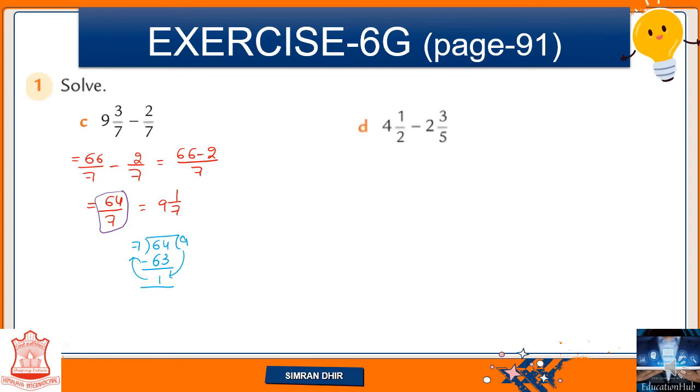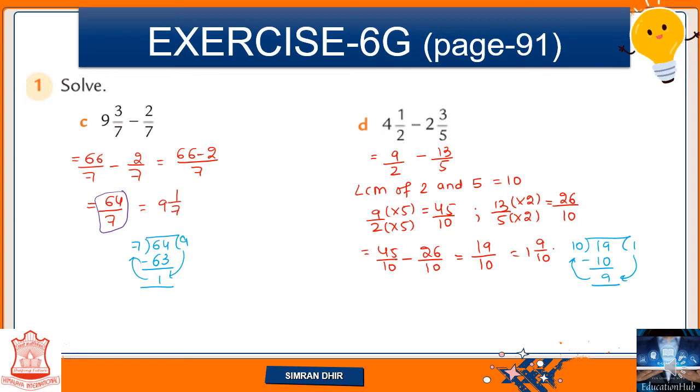Let's see one more part, that is D part, 4 1 by 2 minus 2 3 by 5. So 4 1 by 2 convert करेंगे, it will be 9 by 2 and 2 3 by 5 will be 13 by 5 and LCM of 2 and 5 will be 10. So we are going to convert it into equivalent fraction, that means हम 10 denominator में convert करेंगे दोनों fractions को. 2 को 5 से multiply करेंगे तो हमें 9 को भी 5 से multiply करना होगा and we will get 45 by 10. Similarly 13 by 5 को convert करेंगे, we will get 26 by 10.